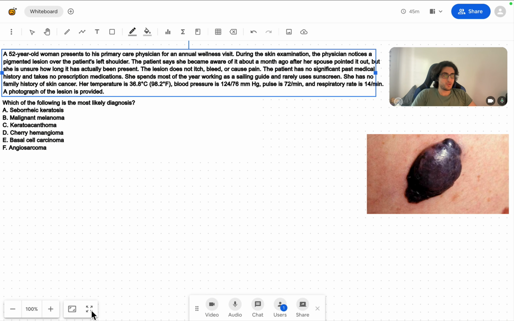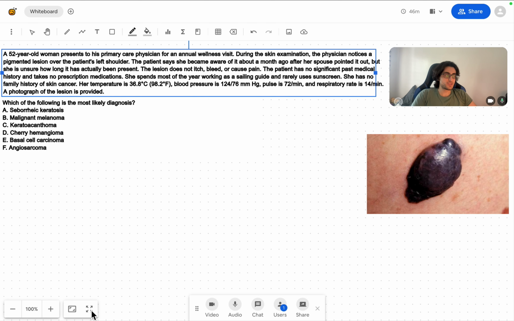A 52-year-old woman presents to her primary care physician for an annual wellness visit. During the skin examination, the physician notices a pigmented lesion over the patient's left shoulder. The patient says she became aware of it about a month ago after her spouse pointed it out, but she is unsure how long it has actually been present. The lesion does not itch, bleed, or cause pain. The patient has no significant past medical history and takes no prescription medications. She spends most of the year working as a sailing guide and rarely uses sunscreen. She has no family history of skin cancer.